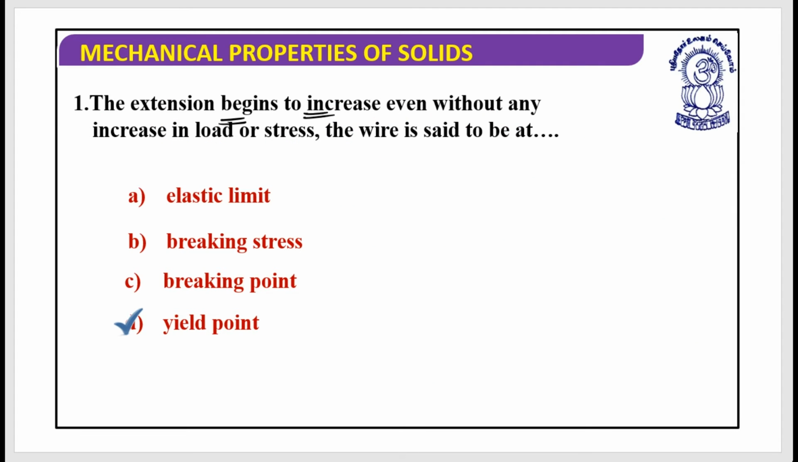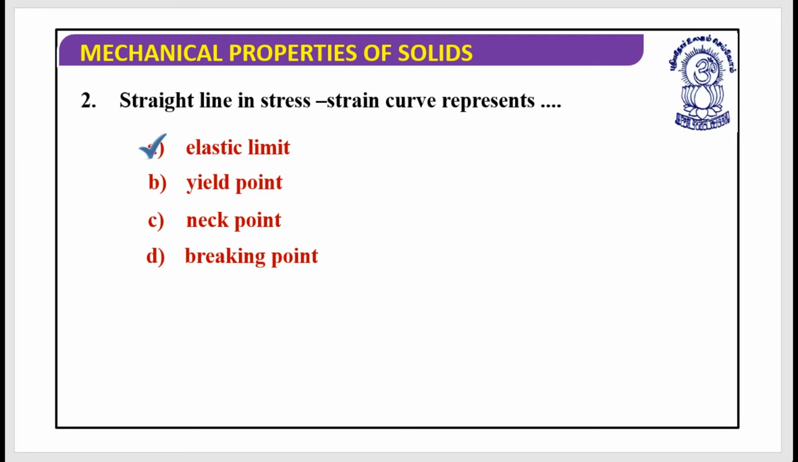The extension begins to increase even without any increase in load or stress. The wire is said to be at the yield point, where it is going to increase in its length without any increase in the load or the stress. Next, a straight line in the stress versus strain curve represents, yes, it is something like this, O to A. This is the region which we call the elastic limit, where Hooke's law is valid.